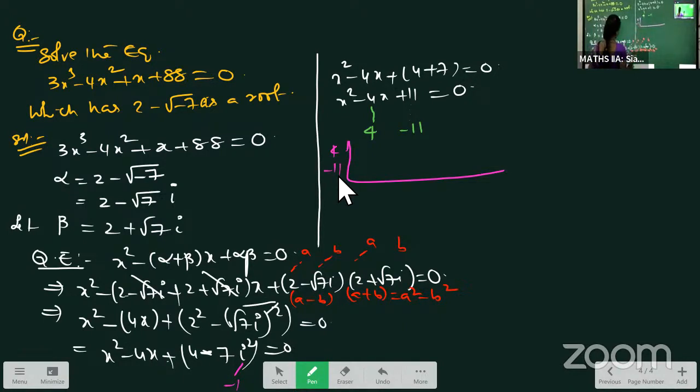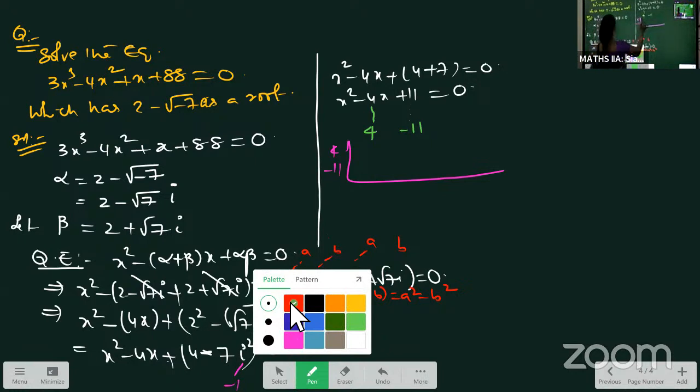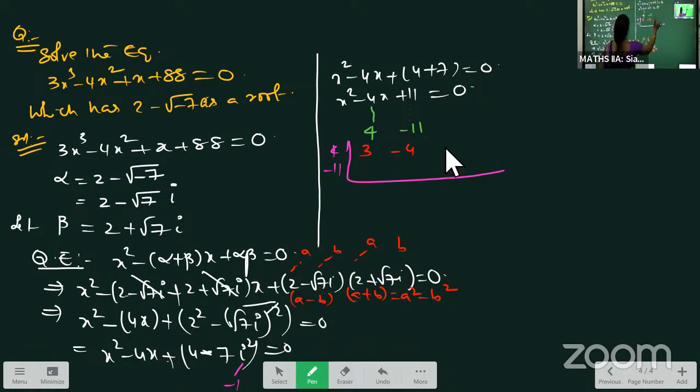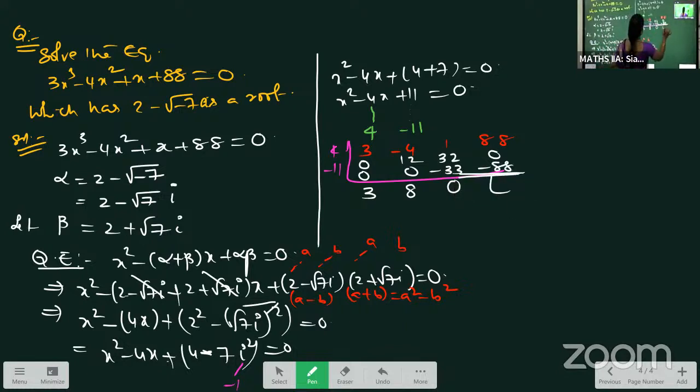So here, what are the elements to be written in the inside numbers? 3 minus 4, 1, 88. What I said in the previous question, you write 3 zeros here and write 1 0 here. Now, find out the value here. 3, then 3, 3 4s are 12. So, you'll get 8 here. 8 4s are 32 and minus 3 into 11 is minus 33. So, plus 33 minus 33 is equal to 0, and 0 into 4, and 8 into minus 11 is minus 88, that is 0.